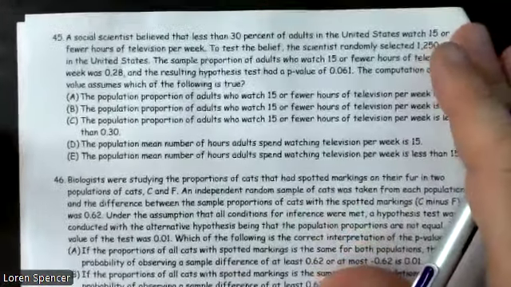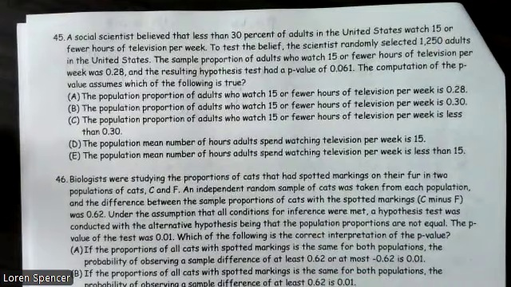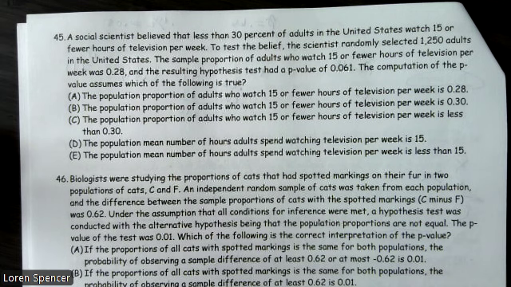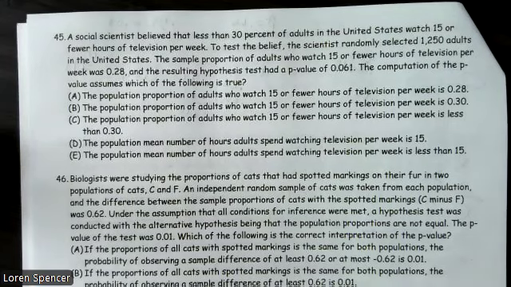45. A social scientist believed that less than 30% of adults in the United States watch 15 or fewer hours of television per week. To test the belief, the scientist randomly selected 1,250 adults in the U.S. The sample proportion of adults who watched 15 or fewer hours of television per week was 0.28. And the resulting hypothesis test had a p-value of 0.061. The computation of the p-value assumes which of the following is true?